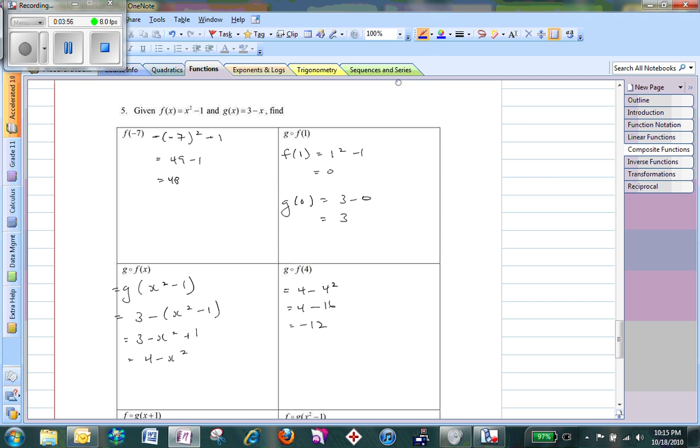Let's try it the other way. So first find f at 4. f at 4 is 4 squared minus 1, which is 16 minus 1, which is 15. Now find g at 15. Well, that's 3 minus 15. Well, that's also -12.